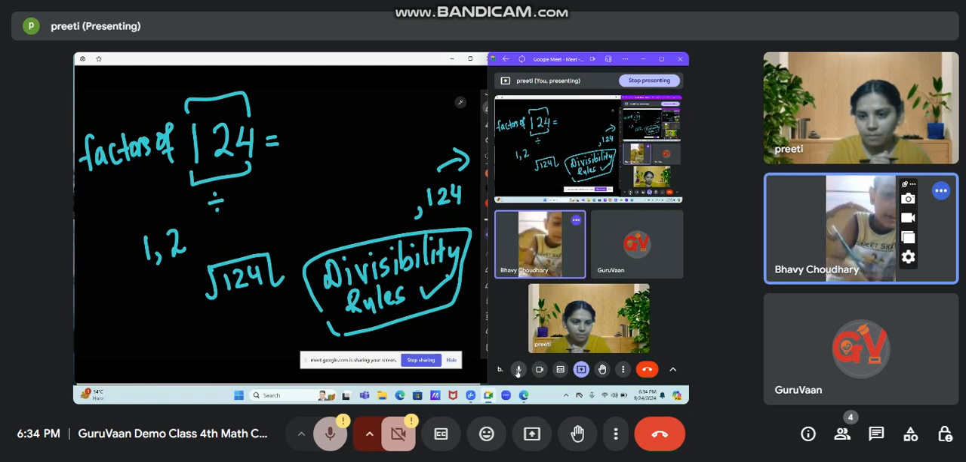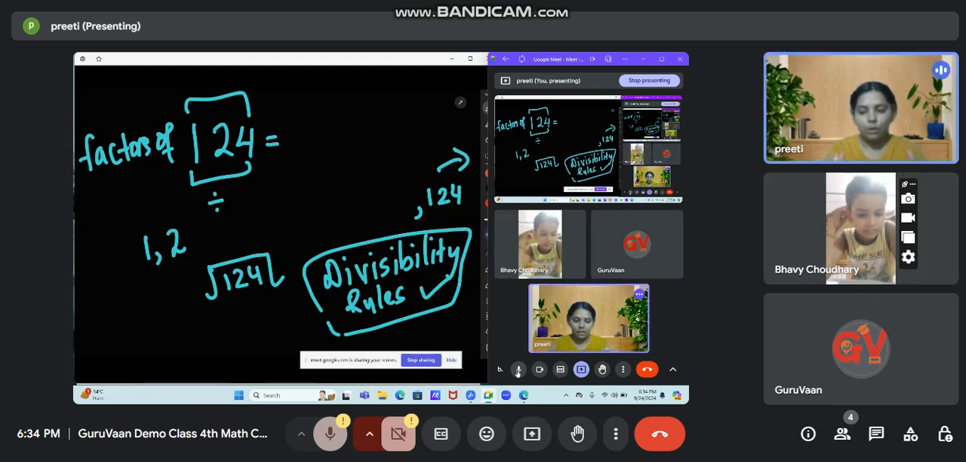Yes, ma'am. A number is said to be divisible by the number that divides it without leaving a remainder. For example, 27 is divisible by 1, 3, 9 and 27. So we have a set of divisibility rules. Those rules tell us without dividing, that saves our time. I'm going to show you an example.